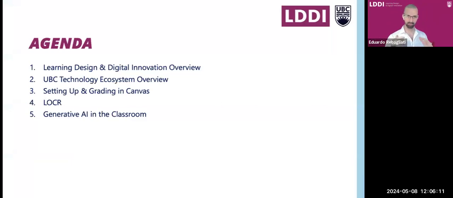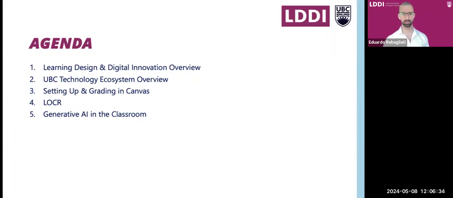All right, so let's go into the actual workshop today. So this is the agenda for today. We're going to be looking at 5 things to begin with. We're going to be explaining who we are, how we can assist you in your journey here at UBC. Then we're going to be talking about the technologies that we normally use or that you will be using in your experience as a UBC staff or instructor.